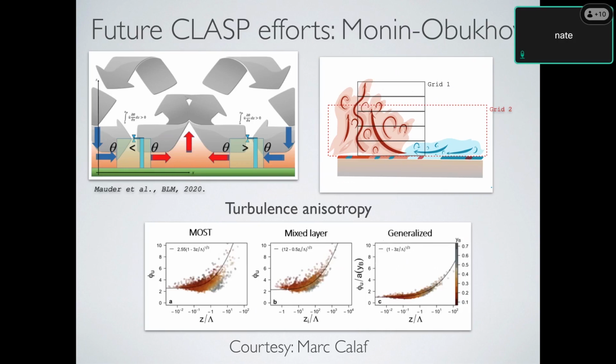And so in the context of sub 4 kilometers, moving forward, what a future additional CLASP effort would look like is really trying to go back and revisit Monin-Obukhov, like many groups are already doing. But bring that into the Earth system modeling community as a way to revisit really the coupling as to how we actually arrive at our surface fluxes. Next slide.